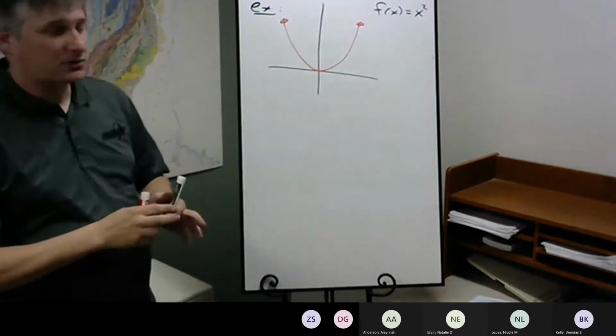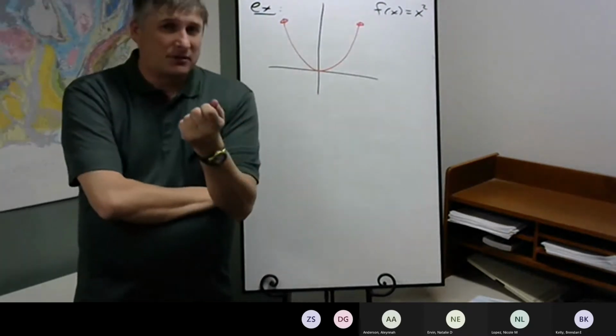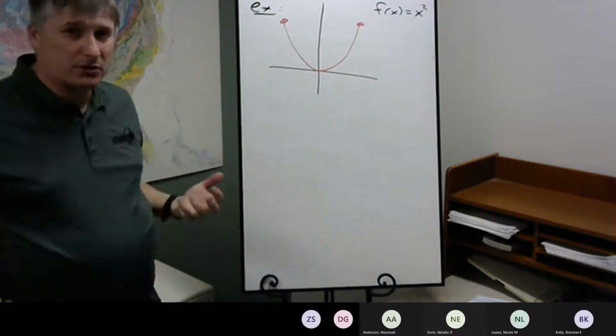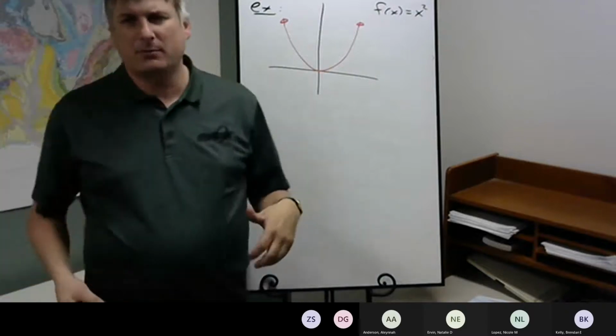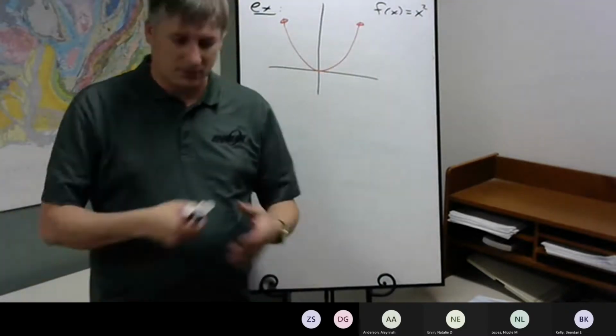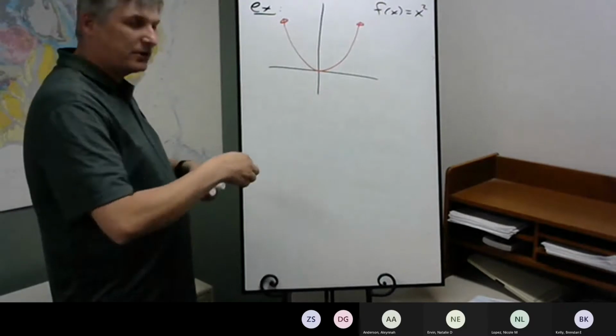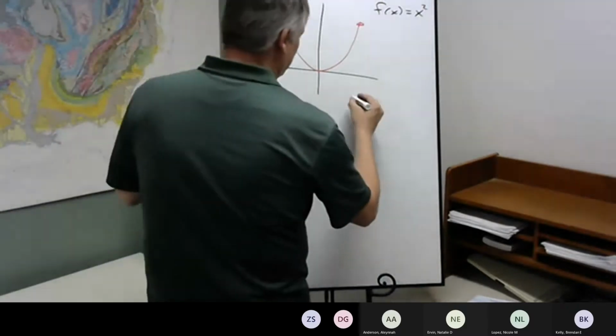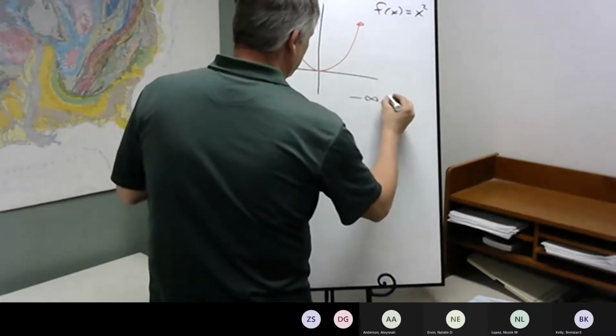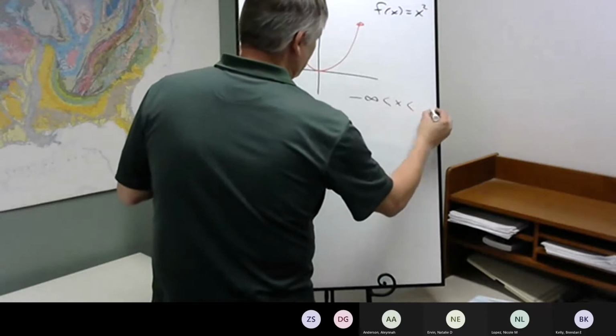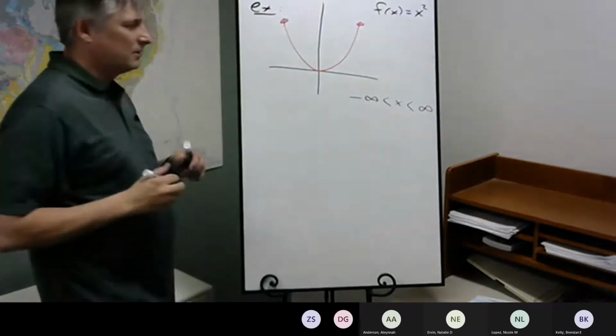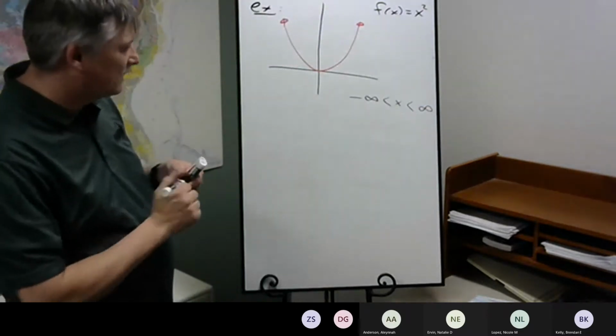So f of x equals x squared. Now in the text, they typically have some restriction on the domain. They'll say, for example, x is greater than or equal to 0. But in this case, we're going to go with everything. We're going to use all the x values.